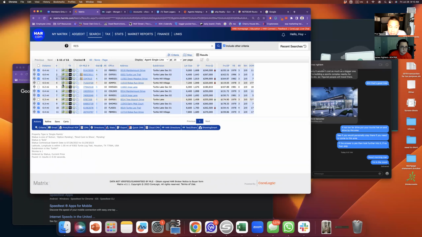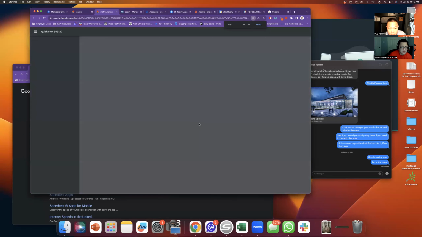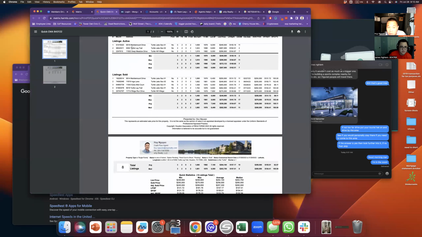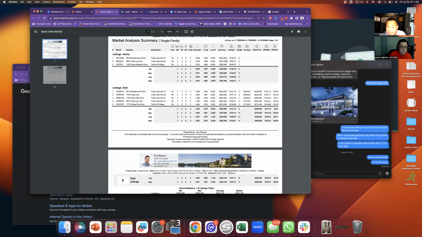So I just go to all of the comps manually and then I click on quick CMA. So the active comps, these are your competition. You want to keep an eye on them. So right now I'm sitting right in the middle, right? I'm 162. The other guy is 155, and then the other guy is 164. So I'm sitting right in the middle, so I'm fine.